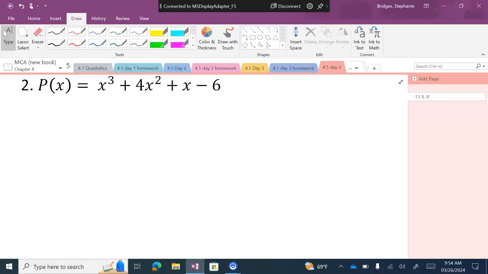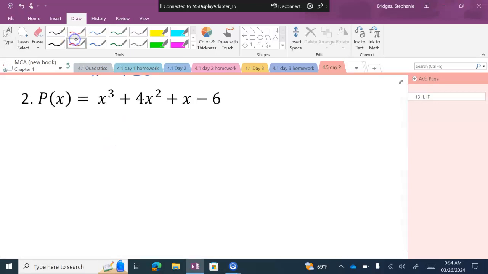We're listing all of our possible rational solutions. That is the very first thing we're wanting to do. Factors of 6 are 1, 2, 3, and 6. Factors of 1 are 1. So my possibilities are plus or minus 1, plus or minus 2, plus or minus 3, and plus or minus 6. Does everybody agree with that?